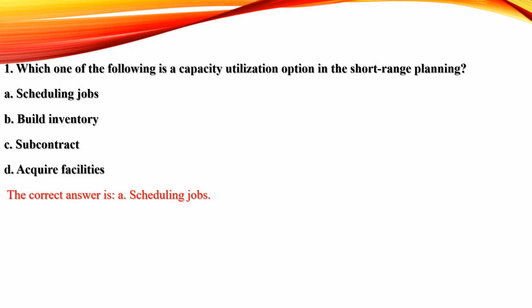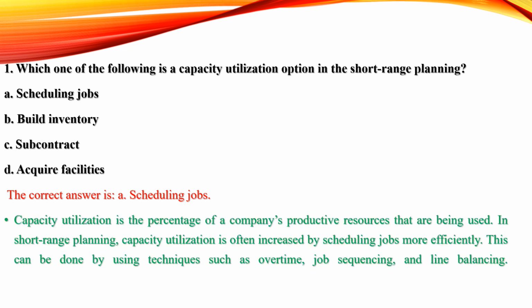Why we say so is that capacity utilization is the percentage of the company's productive resources that are being used in short-range planning. Capacity utilization is often increased by scheduling jobs more efficiently. This can be done by using techniques such as overtime, job sequencing, and line balancing. So job scheduling is the correct answer for this question.